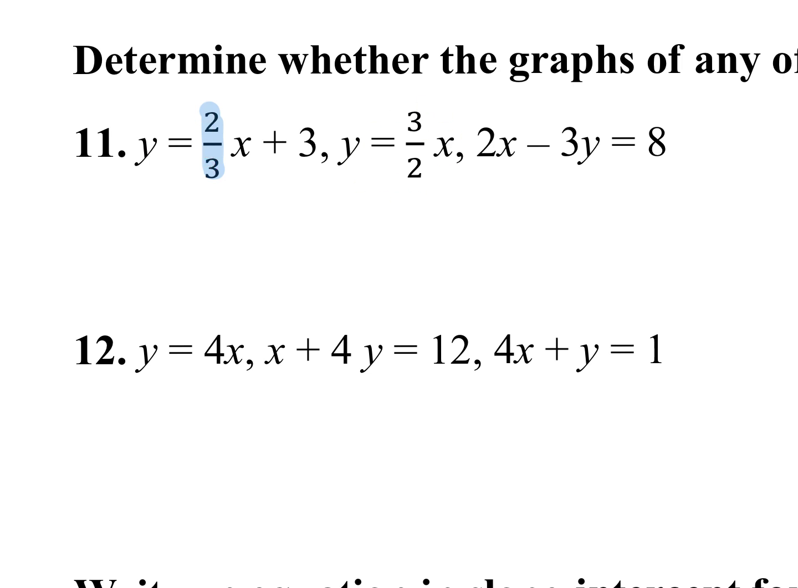The second equation, the m is 3/2. This third equation, it's in standard form. So you're going to have to mess with it to get y by itself so you could see m. So once you get y by itself, if your m is 2/3, then you would circle that one and this one and say that they're parallel. Or let's say that when you get y by itself, the m is negative 2/3, then it would be the opposite reciprocal of this one. So you'd circle that one and put perpendicular. You get the idea? I hope so.